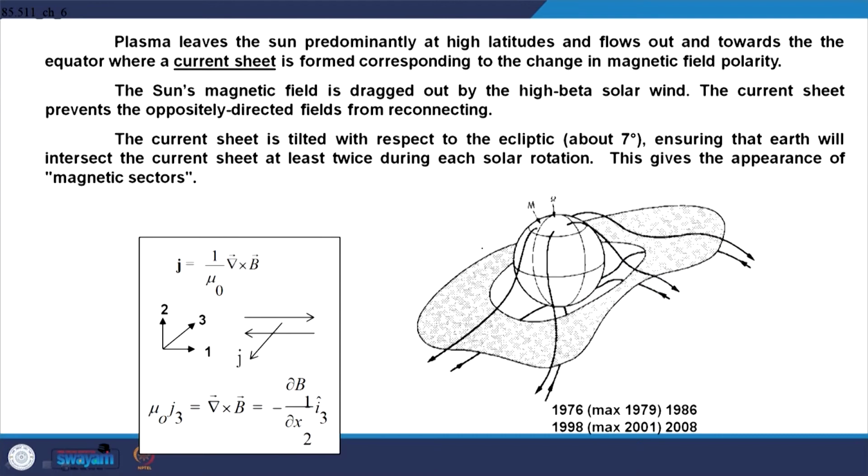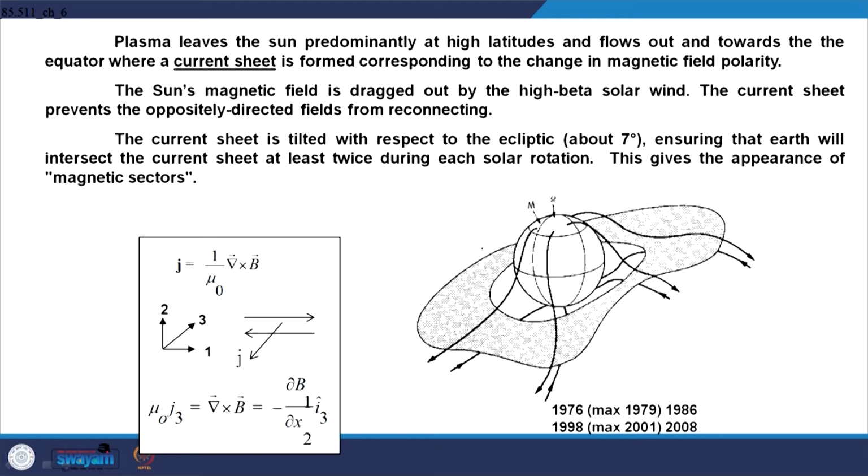Now, plasma generally leaves the sun predominantly at high latitudes and flows out towards the equator, where a current sheet is formed corresponding to the change of magnetic field polarity. So, you have a magnetic field polarity change, and you imagine the formation of a current sheet at the equator. The sun's magnetic field is dragged out by the high beta solar wind. We already know what high beta solar wind is. The current sheet prevents the oppositely directed magnetic field lines from reconnecting.